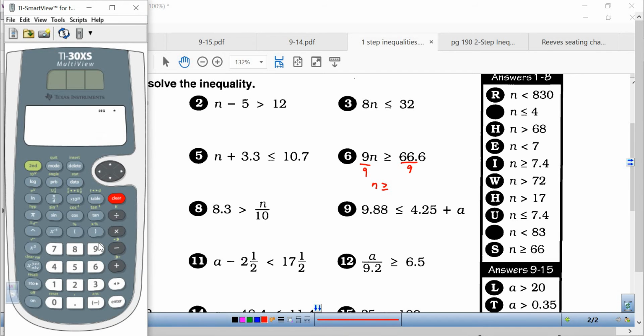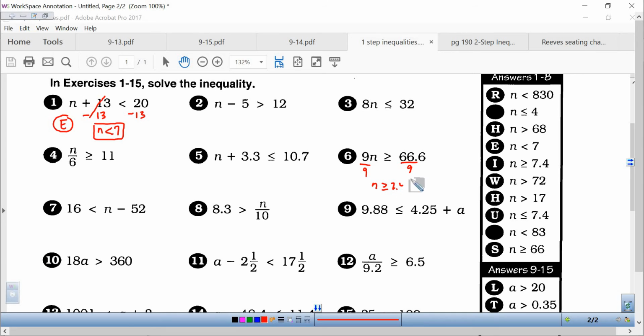Now I'd like to remind you it is perfectly acceptable for you to use a calculator, and strongly encouraged for many of the problems. 66.6 divided by 9 is equal to 7.4. And again, since we divided by a positive number and not a negative number, we do not need to reverse the inequality sign. And the great thing about these matching ones is if it's there, you can be fairly confident you got it correct. Now be careful. This one says less than or equal to. This one says greater than or equal to. So this one would be the letter I.